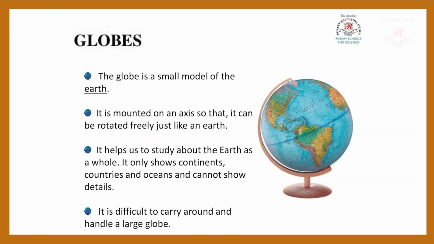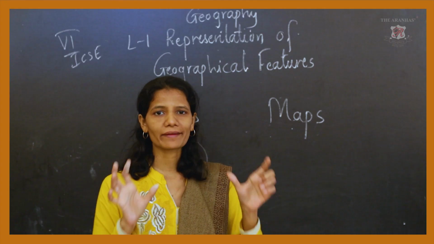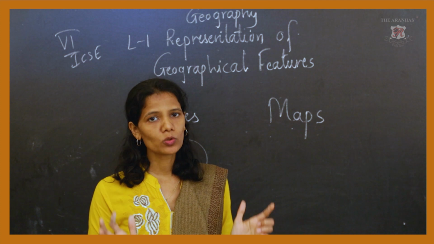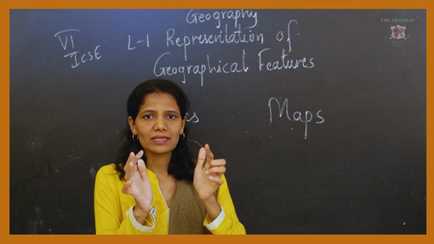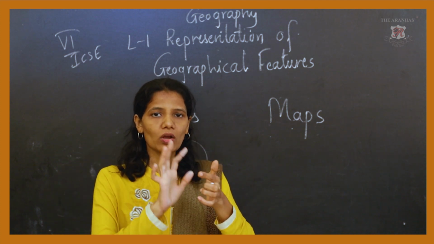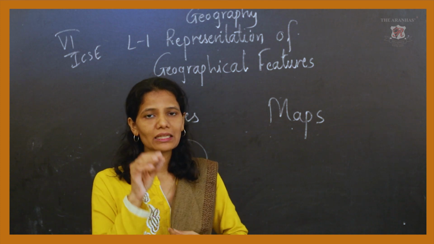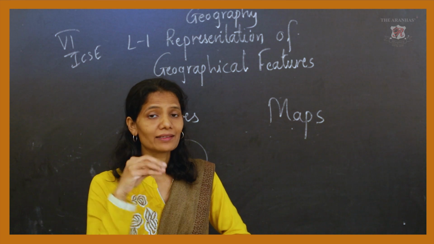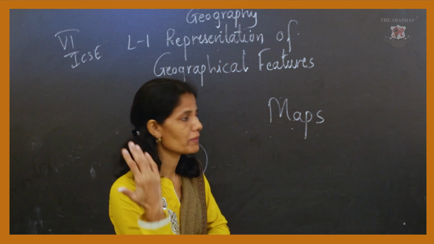It helps us to study the earth as a whole. It only shows continents, countries and oceans and cannot show details. It is just a marking. If you want to do a detailed study, you cannot do it with the help of the globe. The country markings and continents can be seen, but if you want to know what is there inside India, that cannot be seen. For detailed study, you have to refer to the maps.